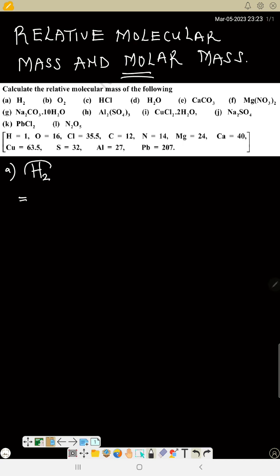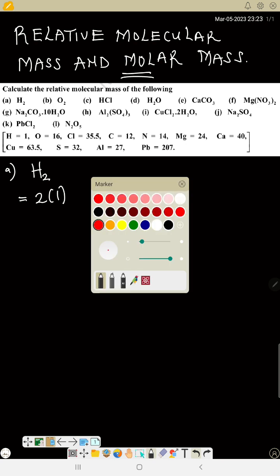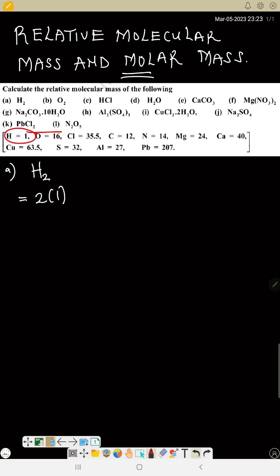Now to find the relative molecular mass, how many hydrogen atoms do you have here? You have 2 hydrogen atoms. So this will be 2 brackets 1, because the mass number of hydrogen is 1. All the mass numbers are given here, so you check it. We have 2 of it, so that is 2 times 1, which is 2. This is the relative molecular mass, and I'll represent it as RMM.